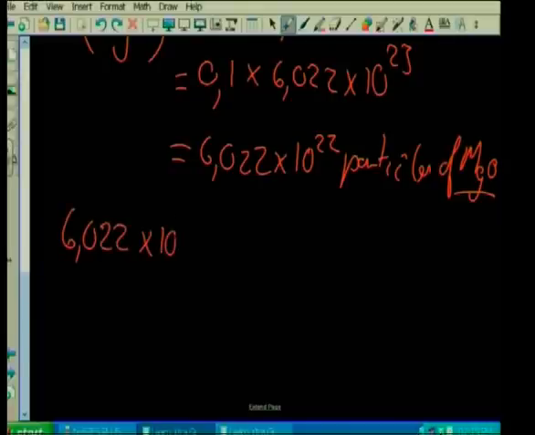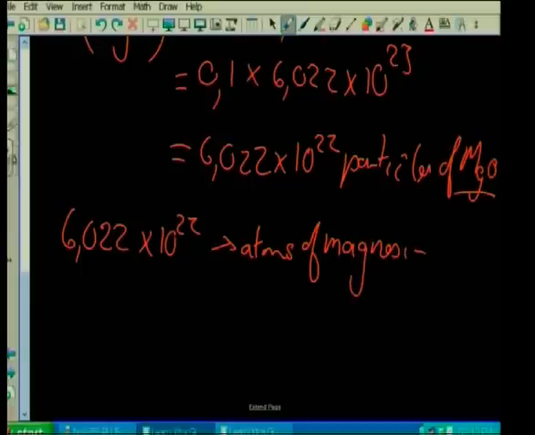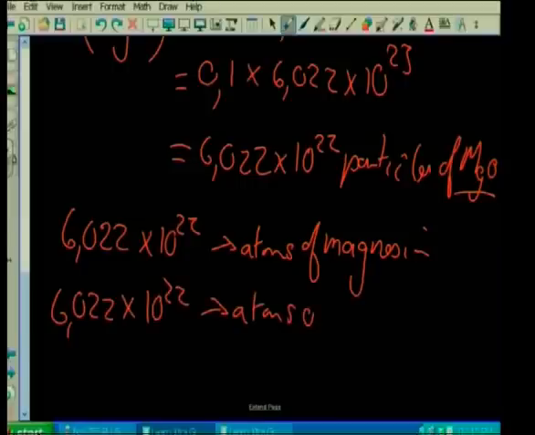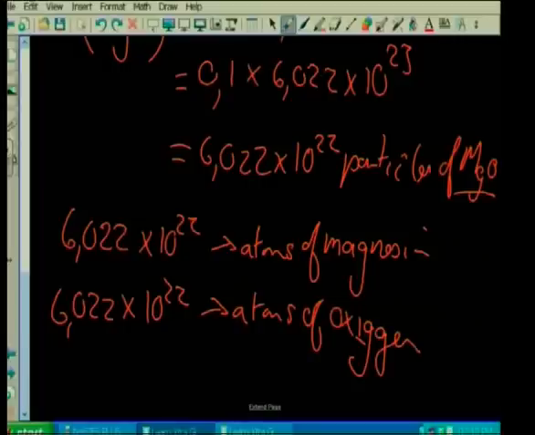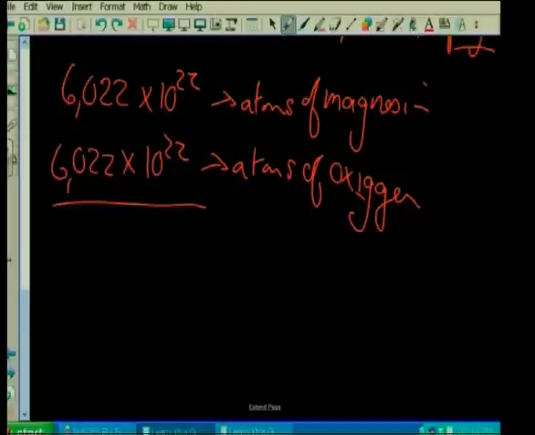6,022 times 10 to the 22 atoms of magnesium and 6,022 times 10 to the 22 atoms of oxygen. So I can say I've got double the number. In other words, I'm going to add these two together, and that will give me 1,244 times 10 to the 22.